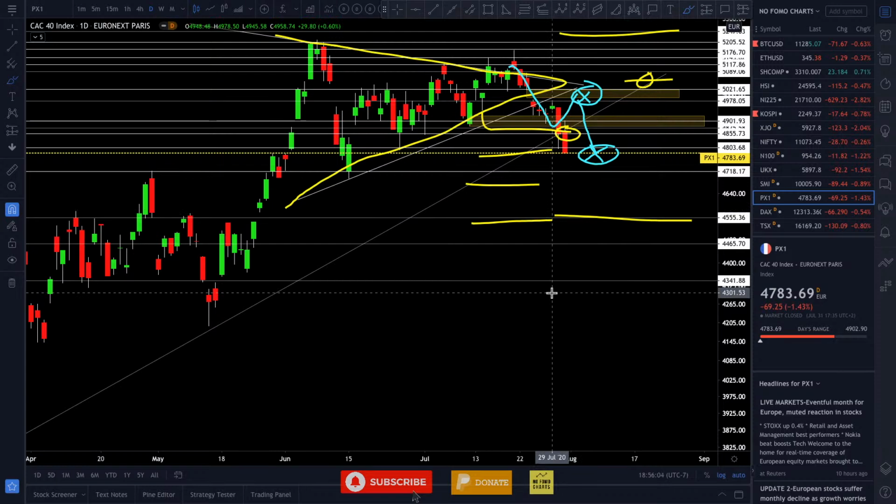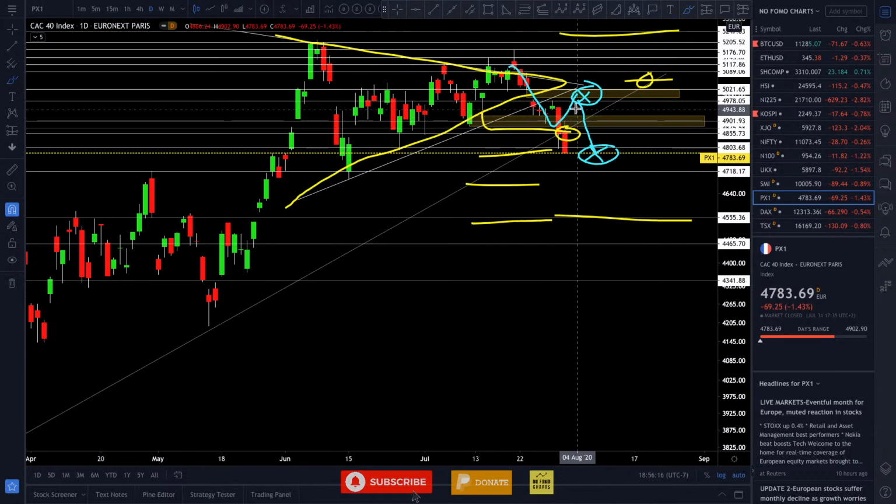Paris, Euronext Index, PX1. Same thing, downtrend. It didn't quite play out exactly, but if you look very closely at the blue line I drew, look at this. Down, bounce right into the target, down again, right to my target. Exactly. Almost. But the call was good, right?